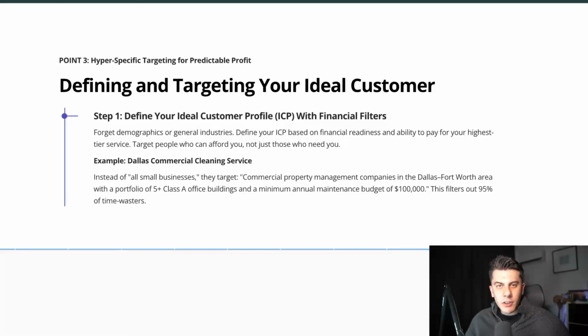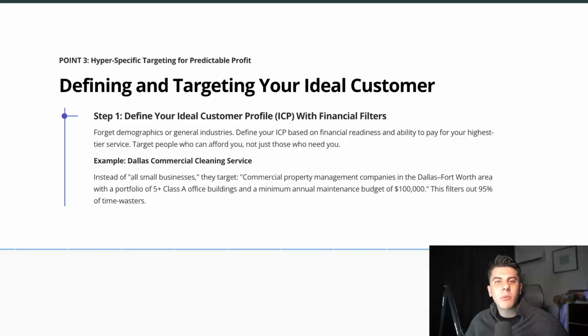Define your ideal customer profile with financial filters. Forget just demographics, forget general industries, forget vague categories like small business owners. You want to define your ideal customer profile based on financial readiness and ability to pay for your highest tier service. This is where most business owners fail. They target people who need them, not people who can afford them.